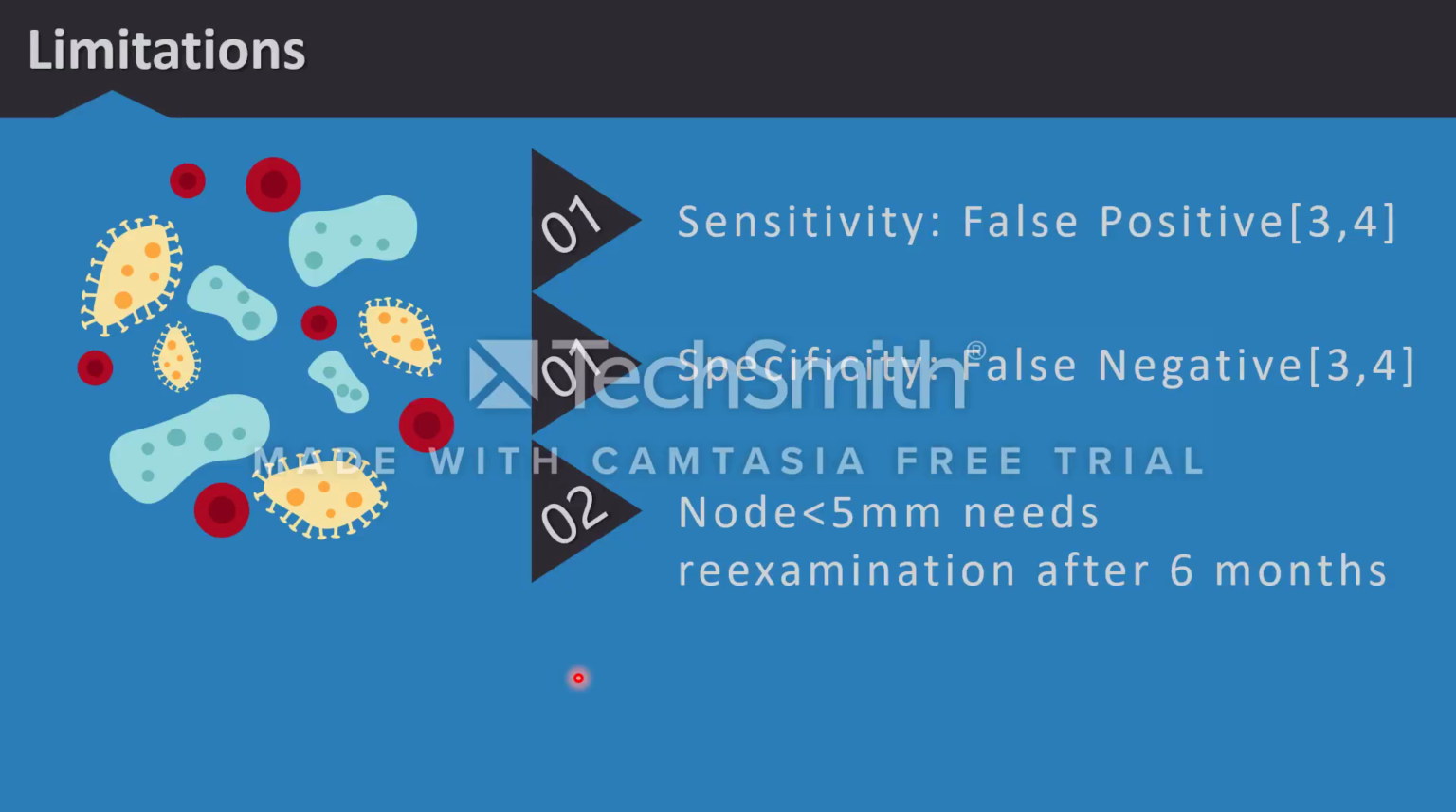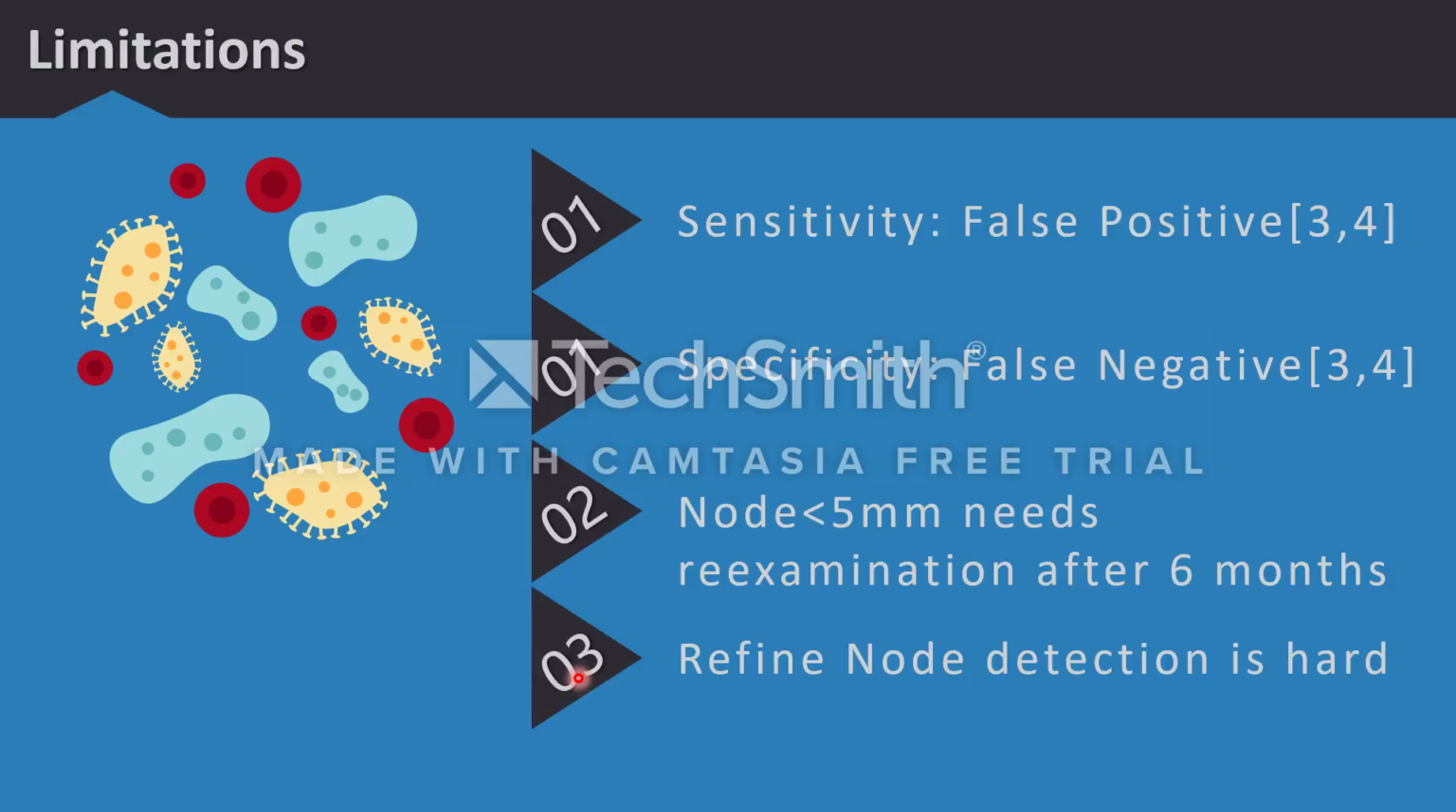The third limitation is that refining the node detection is very hard. Normally, an image will be segmented into pixels and return several parameters, such as color, intensity, edge, and texture. Most of them cannot be measured and refined by humans. Therefore, refining the node detection is very hard.